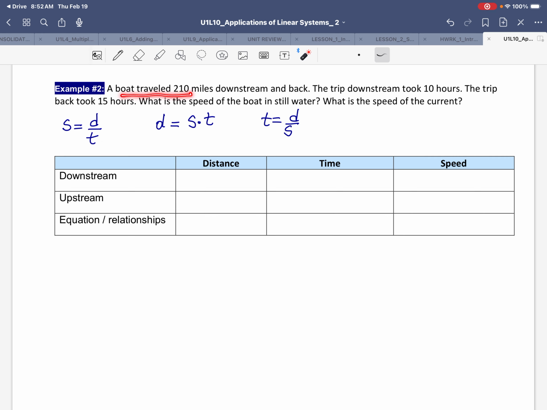A boat traveled 210 miles downstream and back. Now the trip downstream took 10 hours and upstream it took 15 hours. What's the speed of the boat in still water? What's the speed of the current? So as you can see here, we have two questions asked: the speed of the boat and the speed of the current. So guess what?